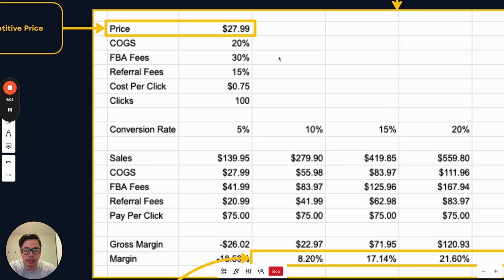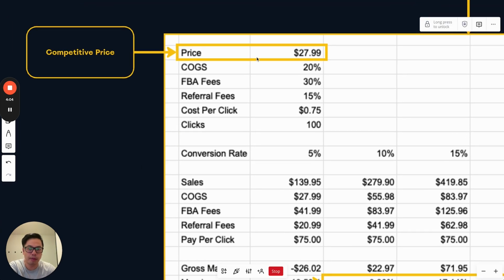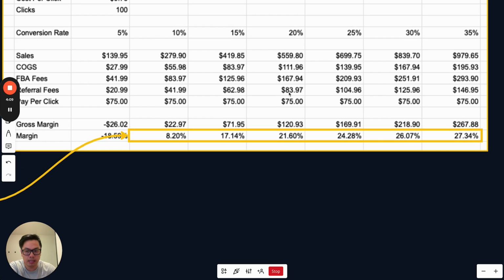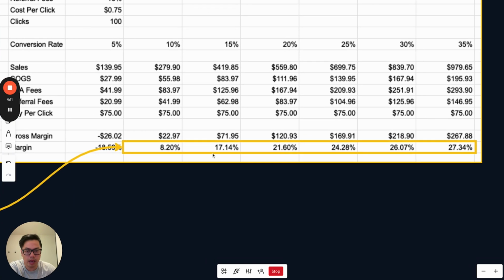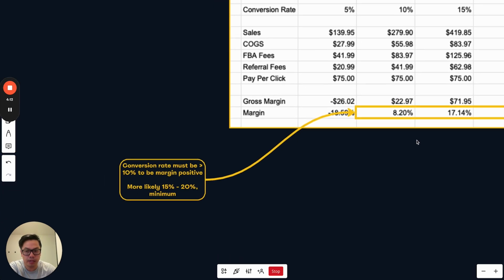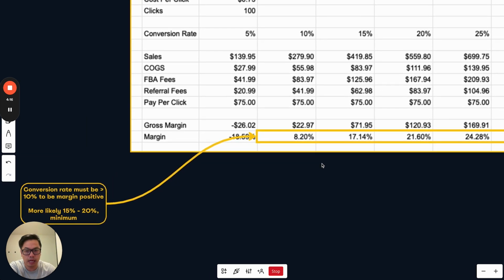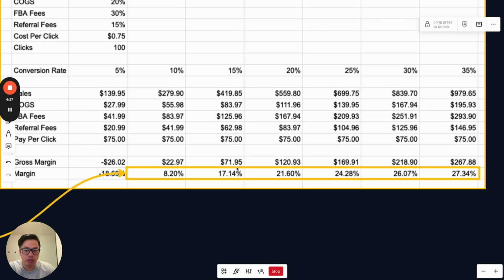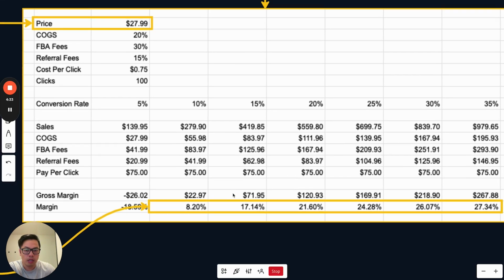So let's just say we set our price down to something more competitive. We run through the numbers, do the same elasticity, and you can see that I need to convert, for me anyways, must be at least higher than 10%, more likely 15 to 20% minimum. Generally, I don't like to run at a percentage that's less than 10% here as a margin. So really hovering around here would be the golden range here. So around 15%.